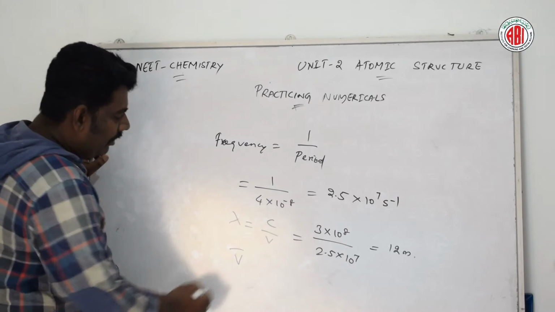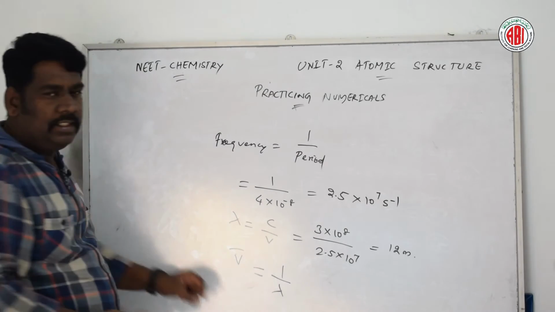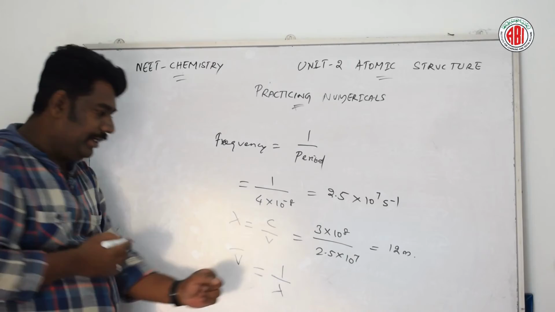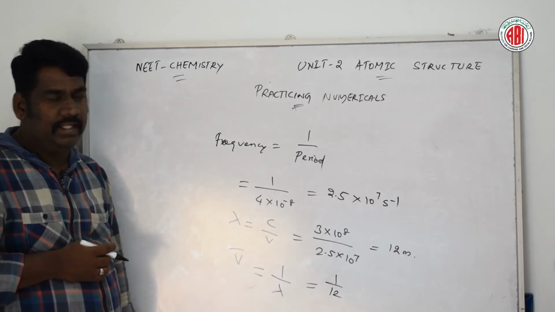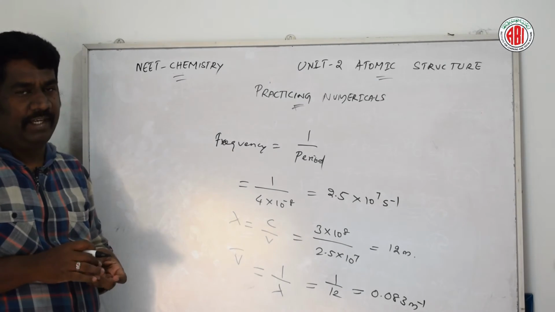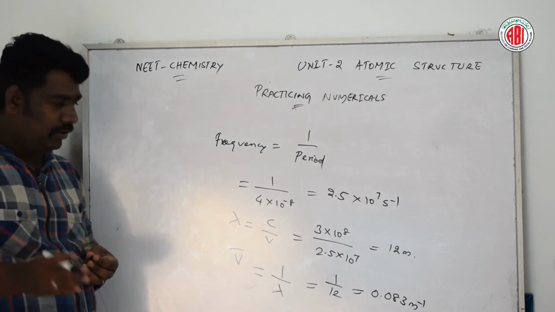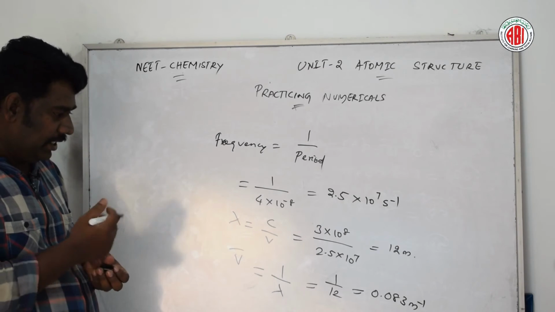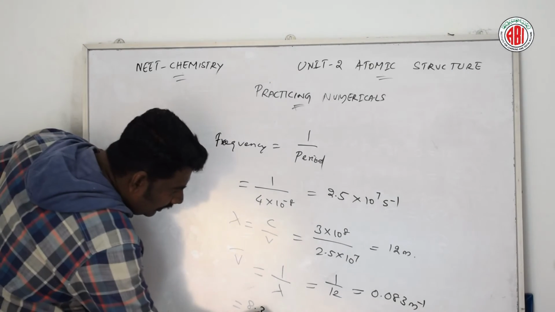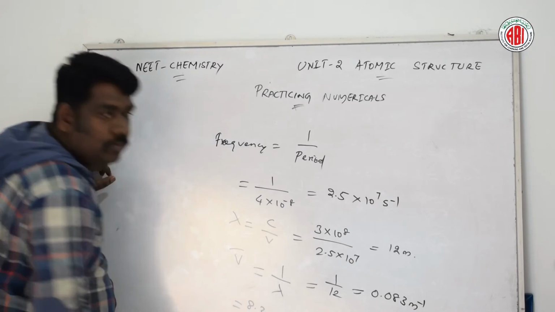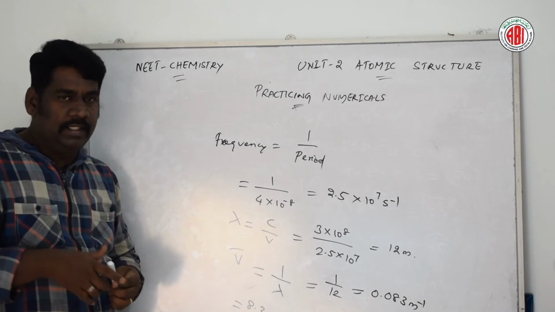Now we are going to find the wave number, v bar. To find the wave number we have a formula, that is 1 by lambda. The lambda value we have got is 12 meter, so that is 1 by 12. Simplifying this, we will get around 0.083 per meter. Again we are making this into significant figures, moving a few digits to the right side, that becomes 8.3 into 10 to the power of minus 2 per meter. This is the wave number for the given question. So by this way we can solve this problem. Let us go for the next question.